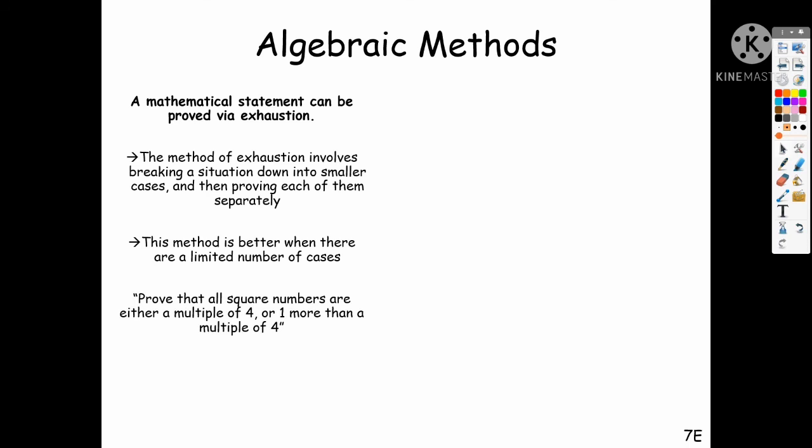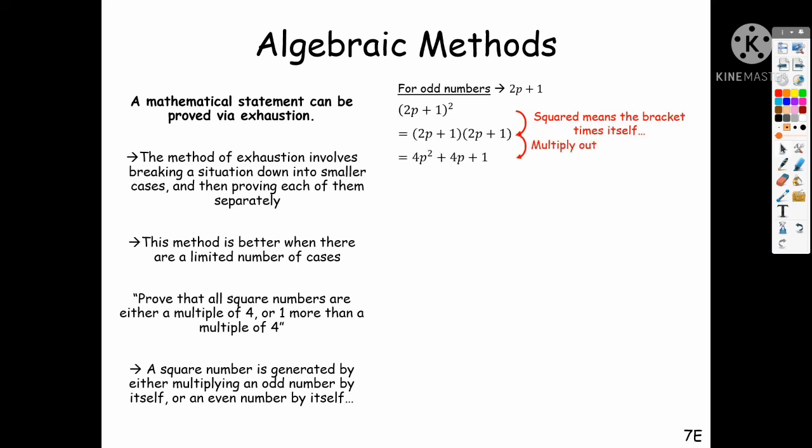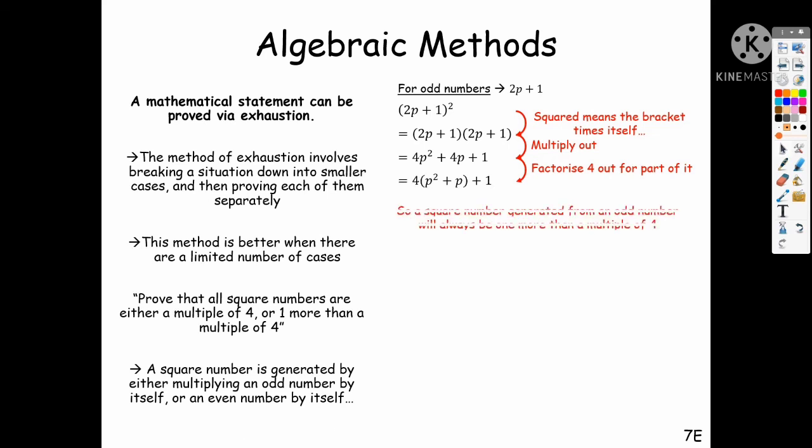So prove that all square numbers are either a multiple of 4 or one more than a multiple of 4. A square number is generated by either multiplying an odd number by itself or an even number by itself. So I can square the odd number. Squared means the bracket times itself. When I multiply out, I get that lovely quadratic. I can factorise the 4: 4 lots of p squared plus p, plus 1. So a square number generated from an odd number will always be one more than a multiple of 4.